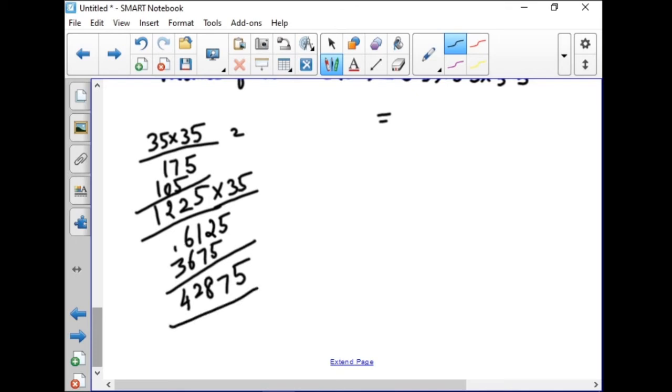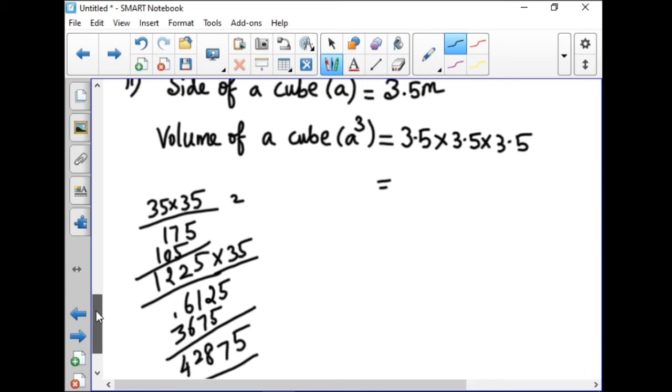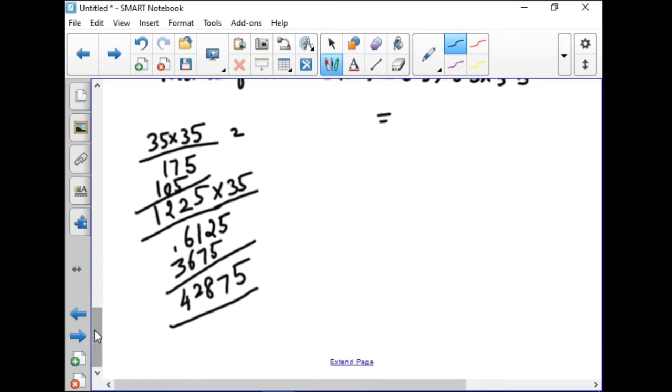So that means we can keep the point. We have 3 decimal places in 3.5 into 3.5 into 3.5. That means we have 3 decimal places, so we can keep the point from the right hand side.